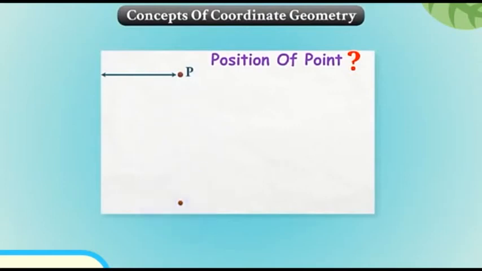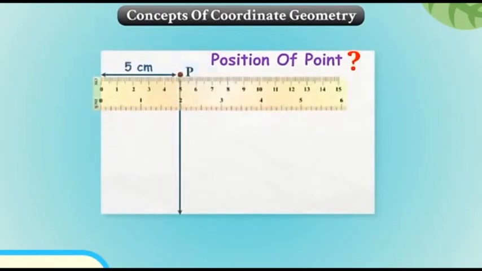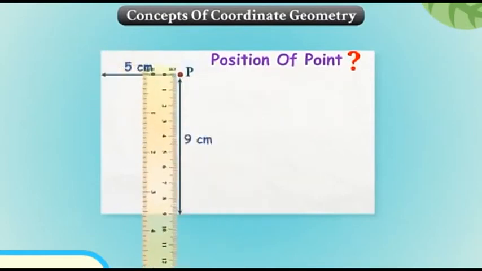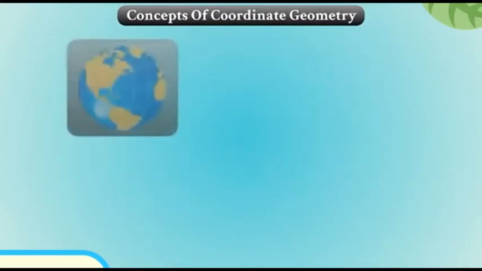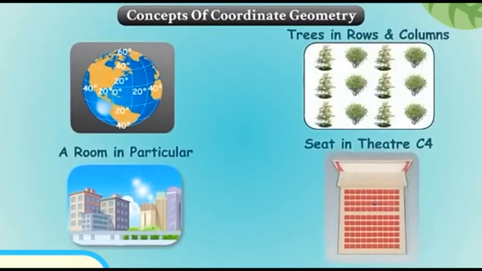In order to tell the position of point P, we have to measure the distance of that point from the left side as well as the bottom side of the rectangle. That is, here we can say that point P is 5 cm from the left side and 9 cm from the bottom side of the rectangle. This simple idea is useful in many situations in our life. This understanding gives rise to a new branch of mathematics called coordinate geometry. Let's learn more about it.